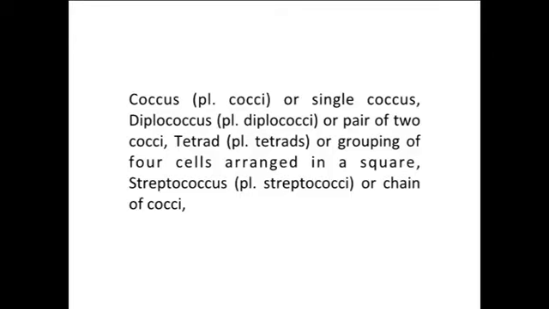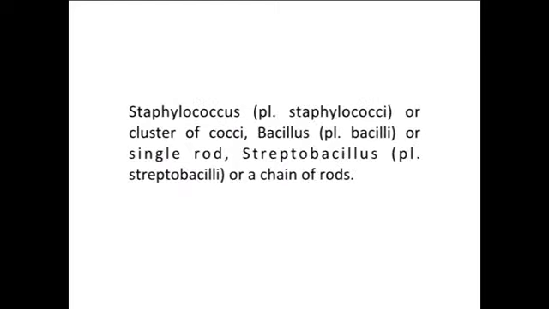In addition to cellular shape, prokaryotic cells may group together in certain arrangements like coccus, plural cocci, or single coccus; diplococcus, plural diplococci, or pair of two cocci; tetrad, plural tetrads, or grouping of four cells arranged in a square; streptococcus, plural streptococci, or chain of cocci; staphylococcus, plural staphylococci, or cluster of cocci; bacillus, plural bacilli, or single rod; streptobacillus, plural streptobacilli, or a chain of rods.